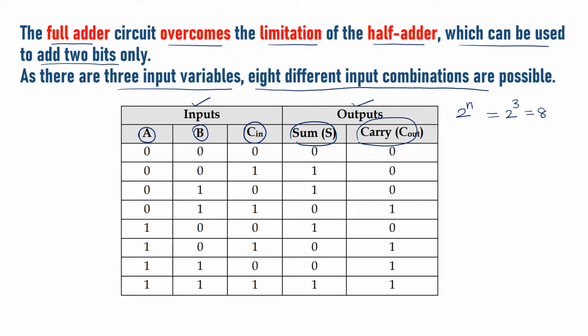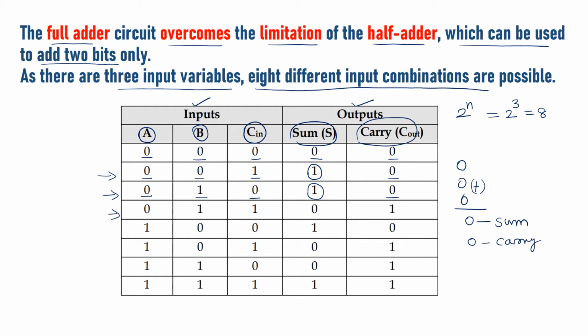Here we are going to add these values. The first one is 0, 0, 0. We add all these values, so the sum will be 0 and carry out is 0. So 0 plus 0 plus 0, the sum will be 0 and carry out is also 0. Next case, 0 plus 0 plus 1. Here the sum will be 1 and carry is 0. Next one, 0 plus 1 plus 0. Here also we get sum 1 and carry 0.